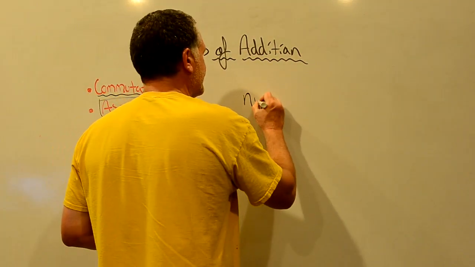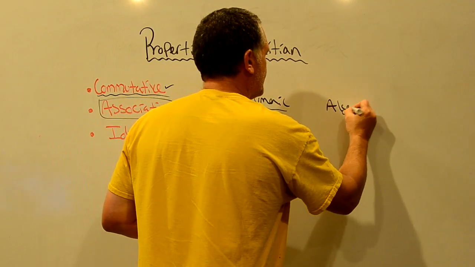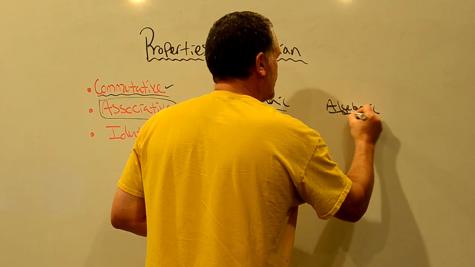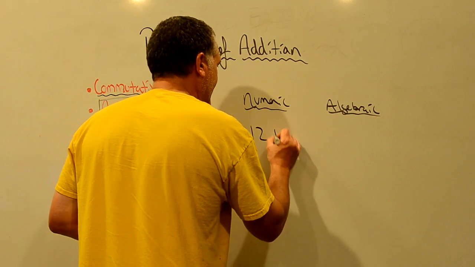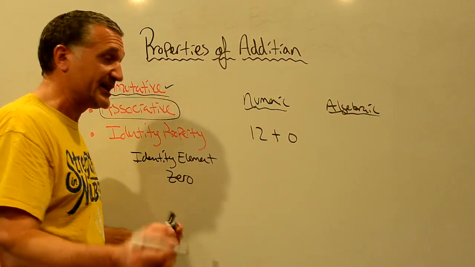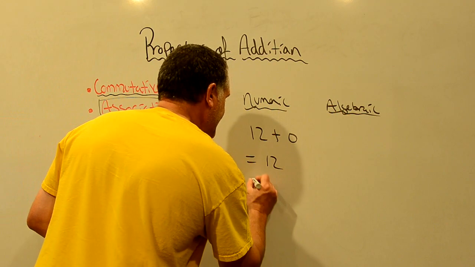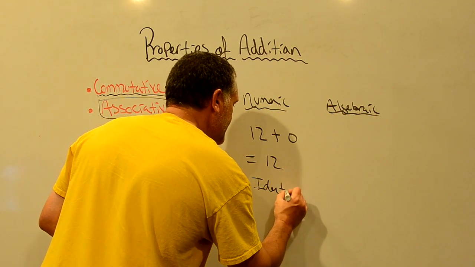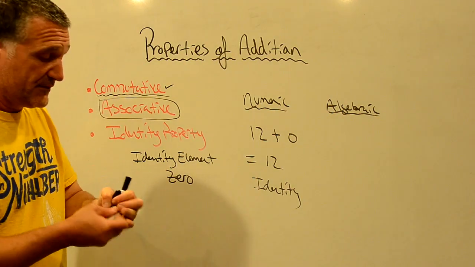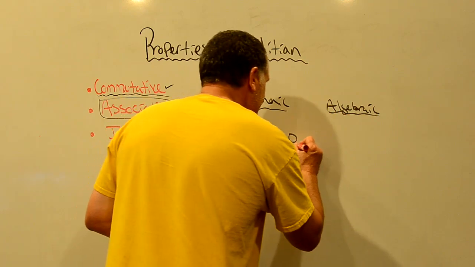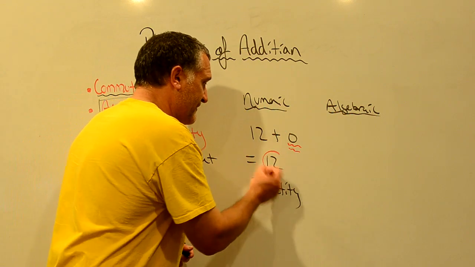Again, I'll give you a numeric example and an algebraic example. Numerically speaking, if I take the number 12 and add 0 to it, guess what I get? You're right, I get 12. And that is called an identity. The identity element that we're talking about for addition is 0. When you add 0 to a value, you get the same value.